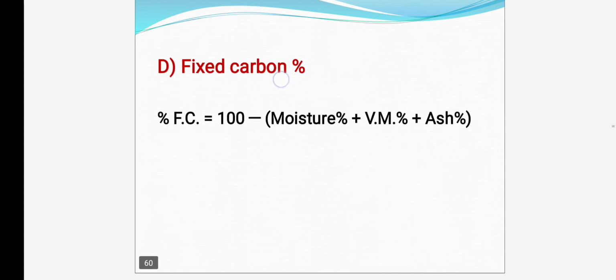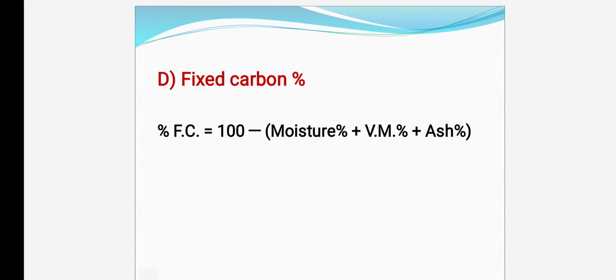Now last but not least, the fixed carbon. As I said in the beginning, the actual burning part of any fuel is carbon. So percent fixed carbon is equal to 100 minus percentage of moisture, percentage of volatile matter, and percentage of ash. That is how you get percent fixed carbon.